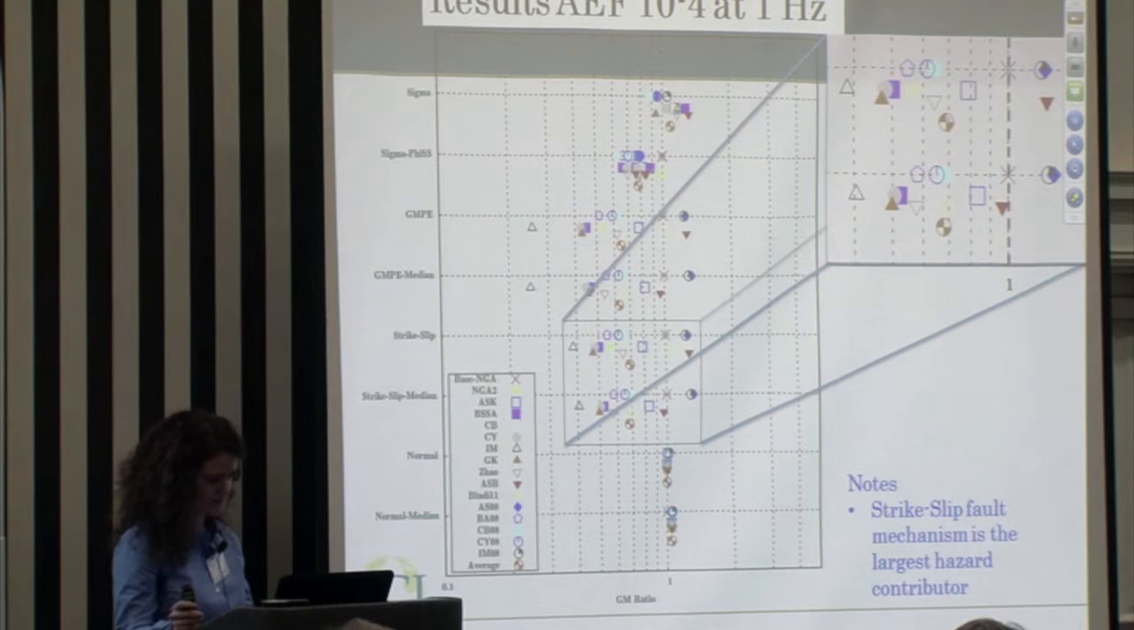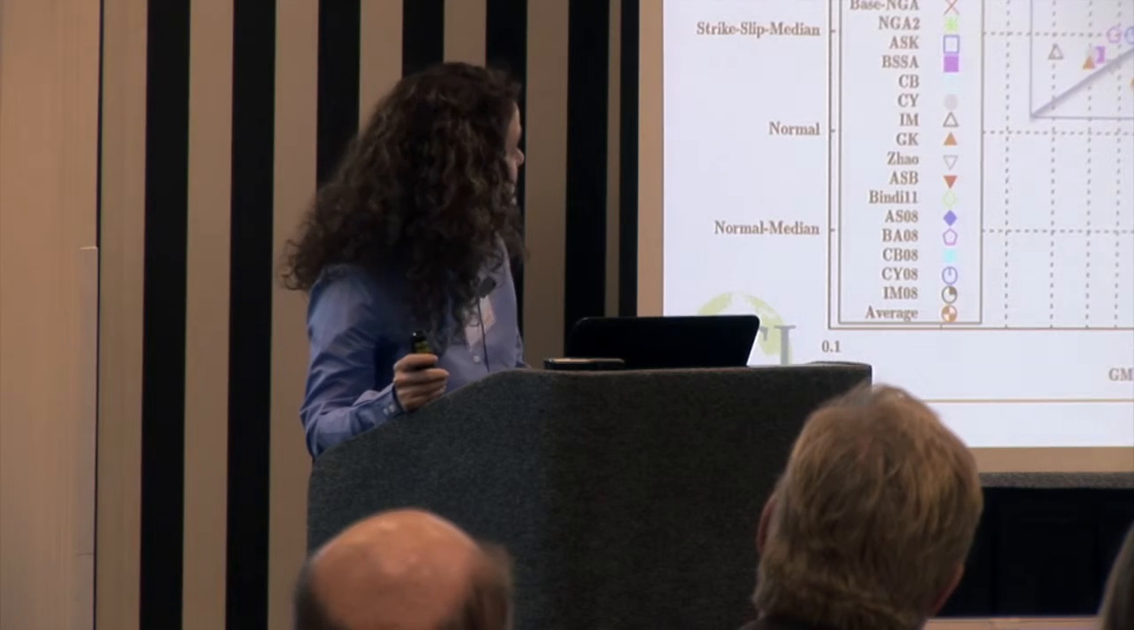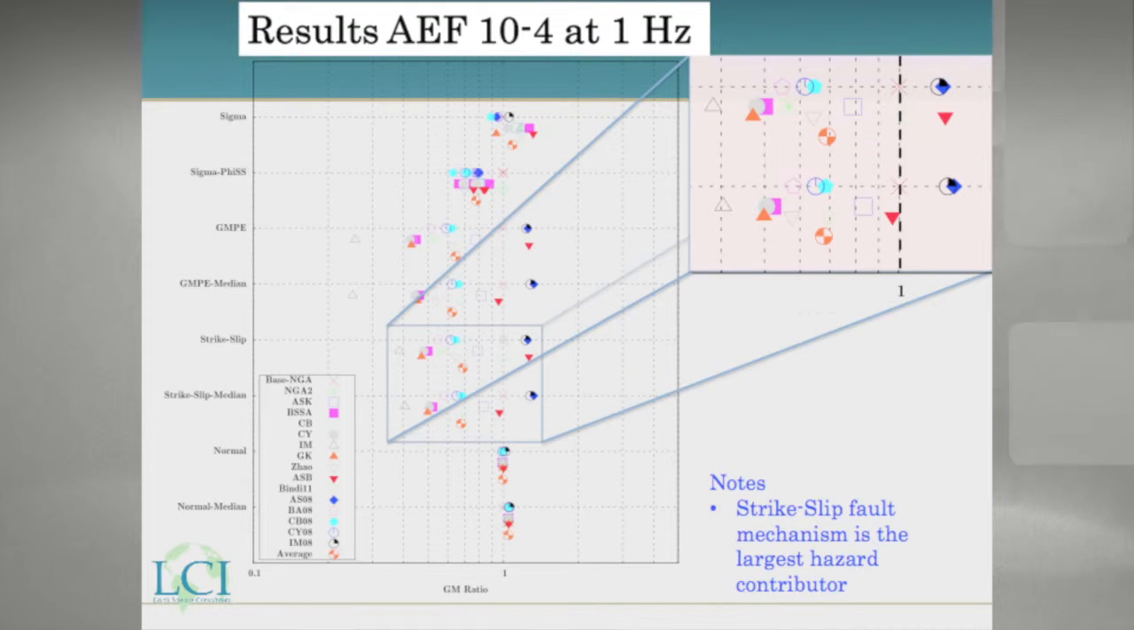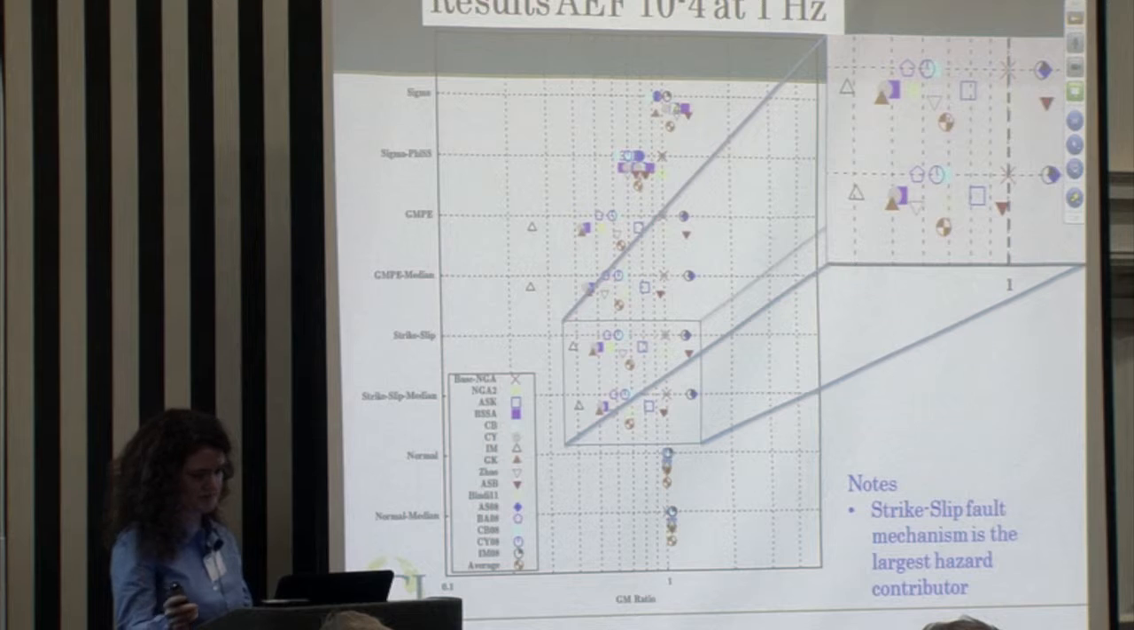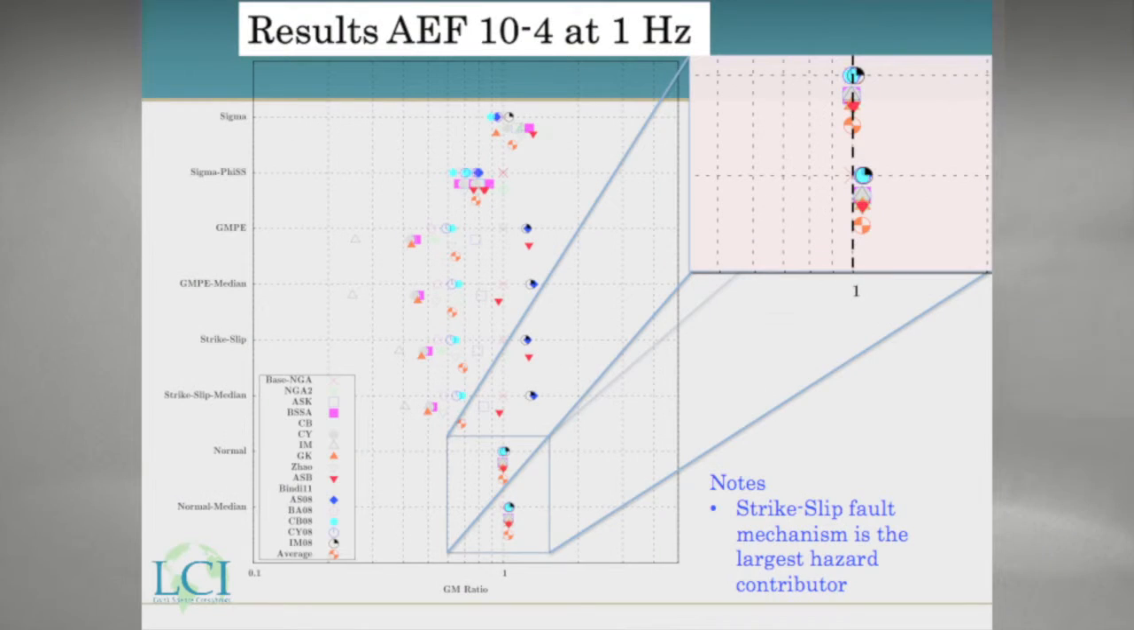Here is for strike slip, which is the primary source contributor. And you can see that, again, there's an even larger dispersion. And the dispersion hasn't decreased from the 2008 to the 2013, it's just the ground motions have decreased with the 2013 models. And then here's for normal, but normal doesn't contribute at 10 to the minus 4 at 1 hertz. And here are my references.